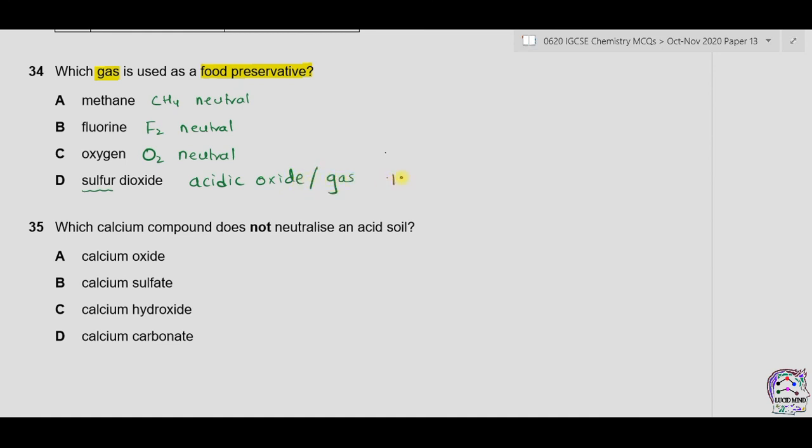Now sulfur dioxide kills bacteria and prevents the growth of molds. So therefore it can be used as a food preservative. The answer is therefore D.